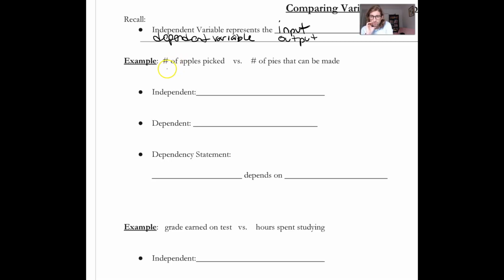So example number 1, number of apples picked versus number of pies that can be made. Looking at these two, you think, does it matter? Does the number of pies that we made tell us how many apples we picked, or does the number of apples picked tell us how many pies we can make? And I'm hoping you see that the number of apples is the thing that you control. You go to the orchard, you pick as many as you want. Not realistically, but you get the idea.